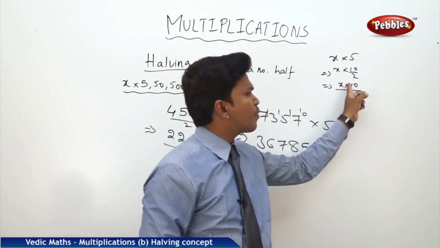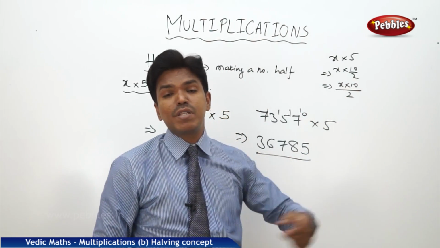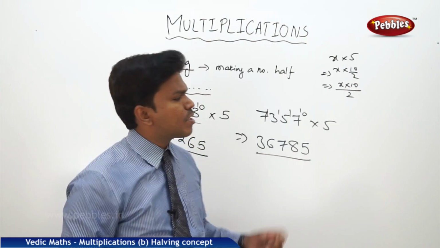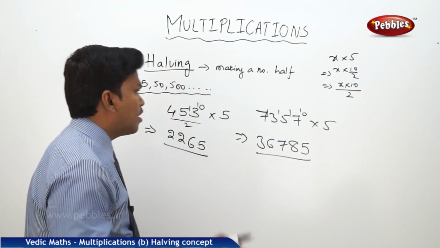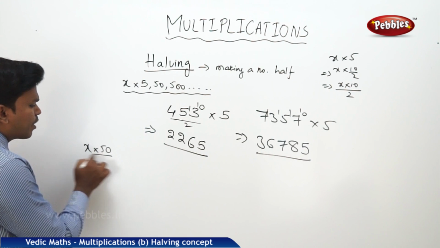After putting a 0 at the end, what do I need to do? I need to divide it by 2. Division by 2 is nothing but what? Simply making it a half. So that's how we are going to get the answer like this. In a similar way, we can do the multiplication by 50 also. Any given number into 50.